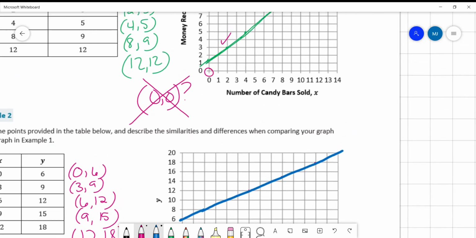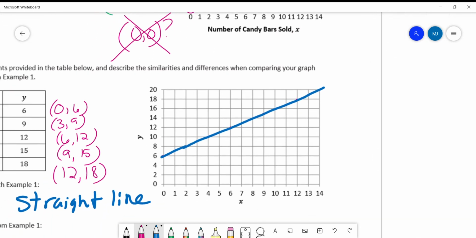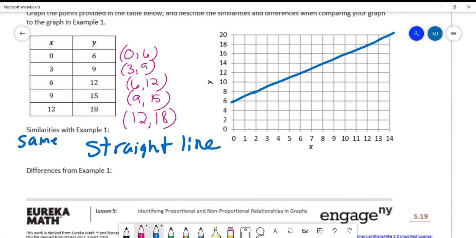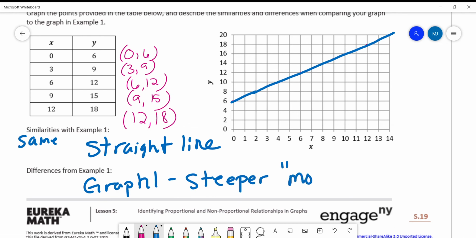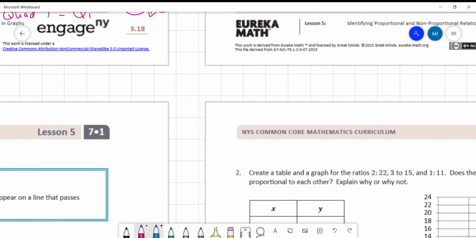This one appears to be steeper. You see this one is going uphill more than this one is. So that one appears to be steeper. So differences, graph 1 is steeper. Which just means more uphill than the other. It's closer to the origin, but it's still not through the origin. All right.